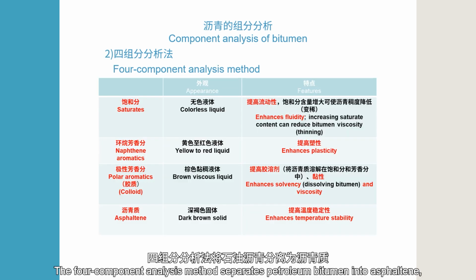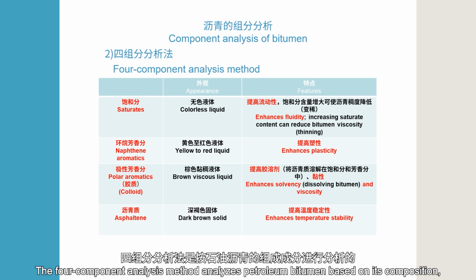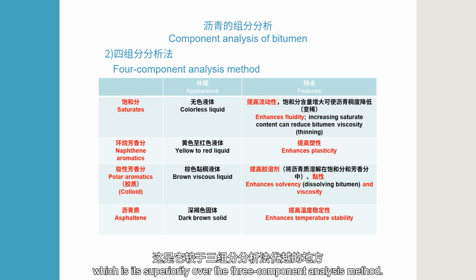The 4-component analysis method separates petroleum bitumen into asphaltene, saturates, naphthalene aromatics, and polar aromatics. The 4-component analysis method analyzes petroleum bitumen based on its composition, which is its superiority over the 3-component analysis method.